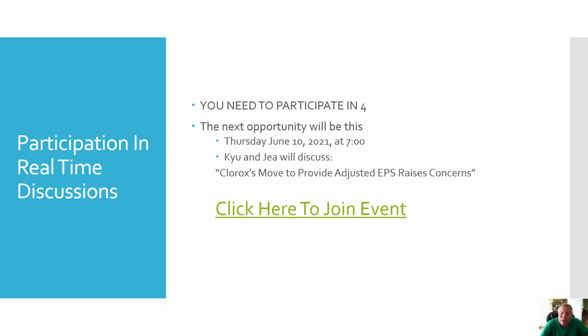The next opportunity will be this coming Thursday, June 10th at 7 p.m. In Q and G, we'll be discussing Clorox's move to provide adjusted EPS raises a lot of concerns. Okay, so it's saying they're trying to move and show things that are not GAAP, they're non-GAAP. But what type of disclosure needs to be there? Is it appropriate to disclose non-GAAP? So you can join the event here.